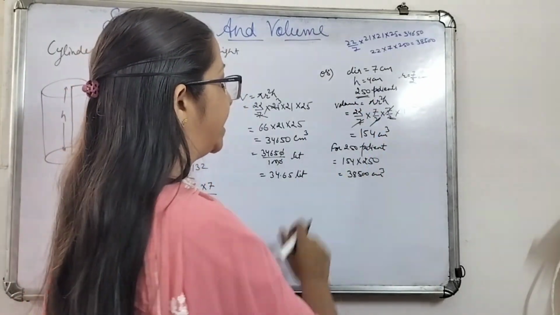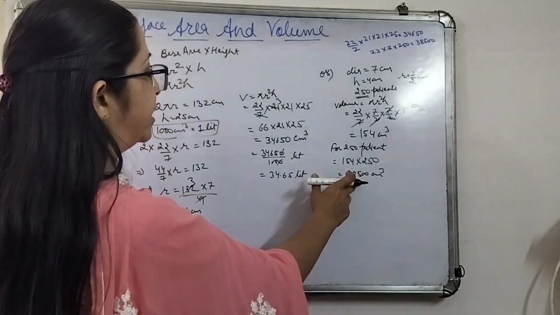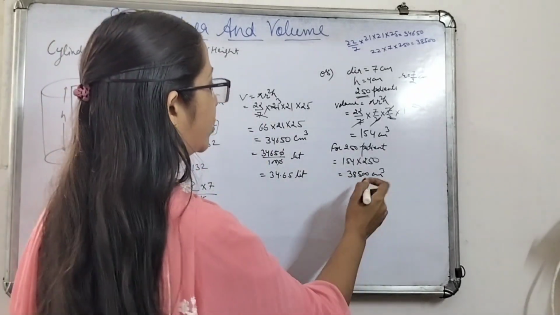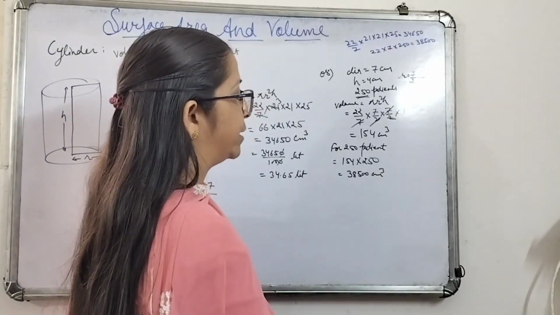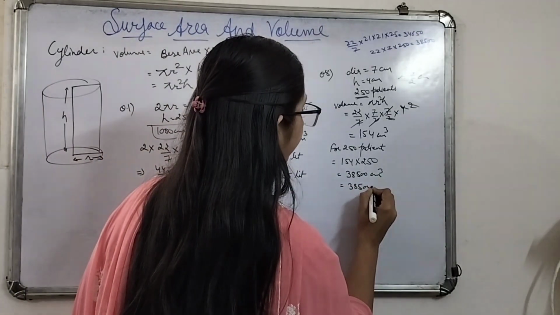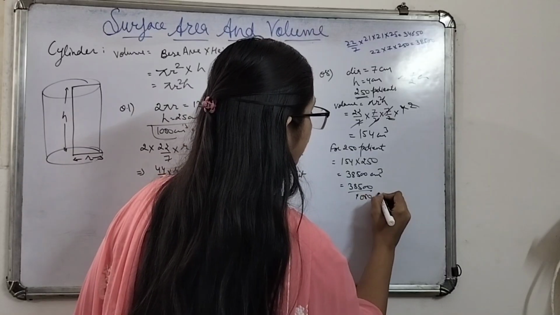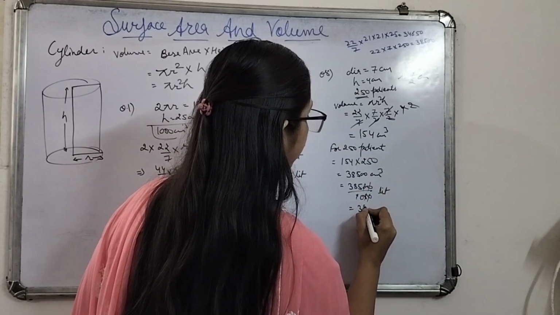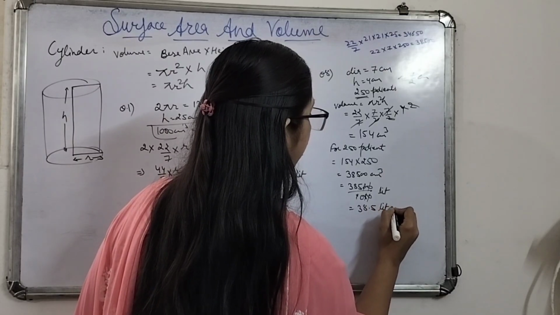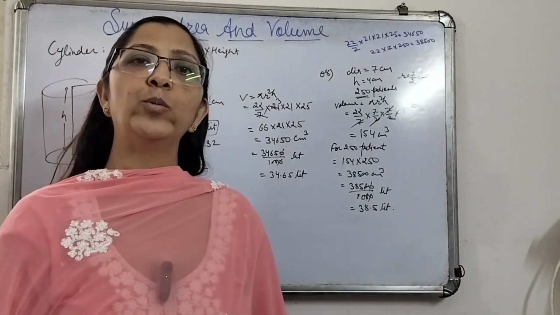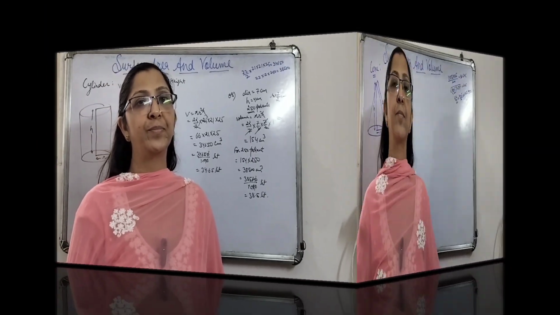Now this is in centimeter cube. If we want to convert it into liter, we need to divide it by 1000. For converting centimeter cube into liter, we need to divide it by 1000. So 2 zeros cancel and it will be 38.5 liter of soup required. So this is how we can solve the questions using the formula.